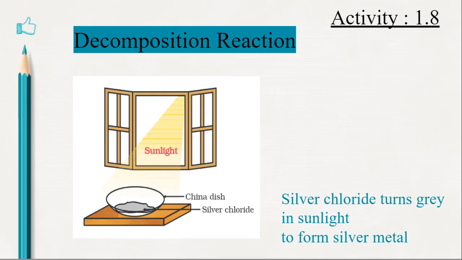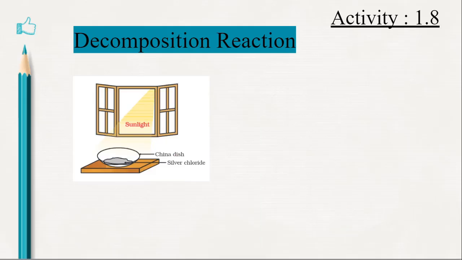First of all, what will we do? We will take about 2 gram silver chloride in the china dish and you have to observe what is the color of the silver chloride. Now place this china dish in sunlight for some time. After some time, we will observe the color of the silver chloride. What are the changes in the color? Let us see the observation and what the changes are.